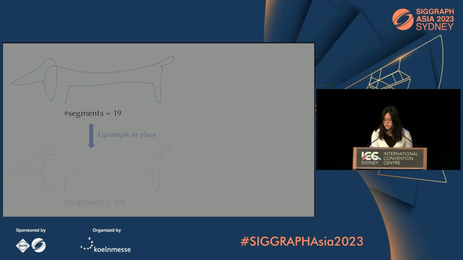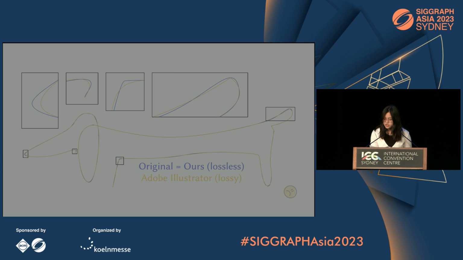Here is an interesting observation. If we sample an SVG in place, then simplify back, we are supposed to find the exact same solution as the input. But in fact, all of the vector graphic editing software produce noticeable error in this easy task.